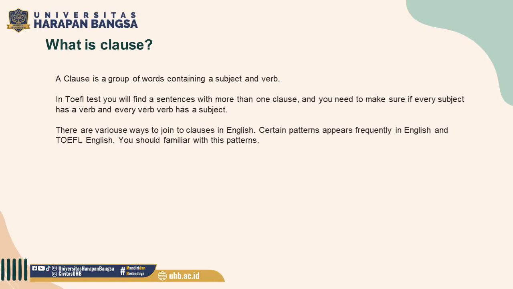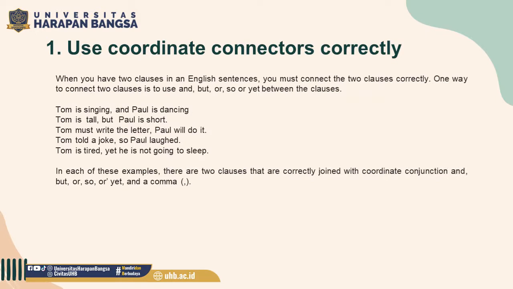There are various ways to join two clauses in English. Certain patterns appear frequently in English and TOEFL English. You should be familiar with these patterns. 1. Use coordinate connectors correctly. When you have two clauses in an English sentence, you must connect the two clauses correctly. One way to connect two clauses is to use and, but, or, so, or yet between the clauses.